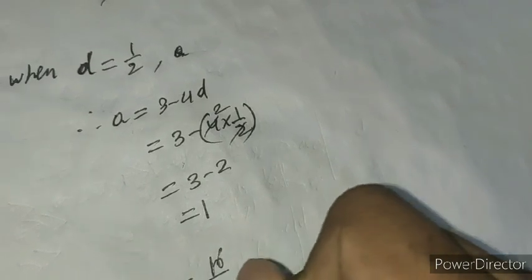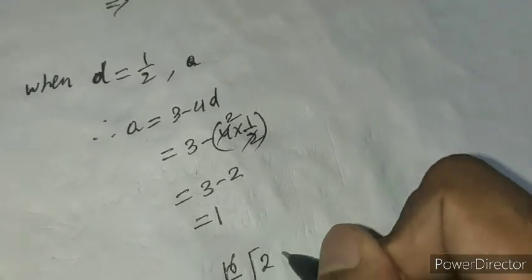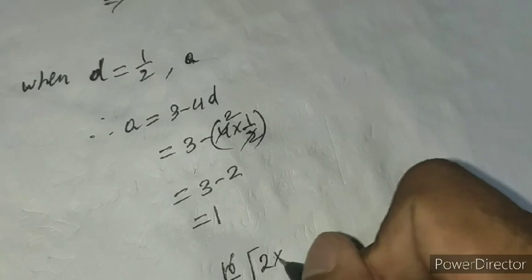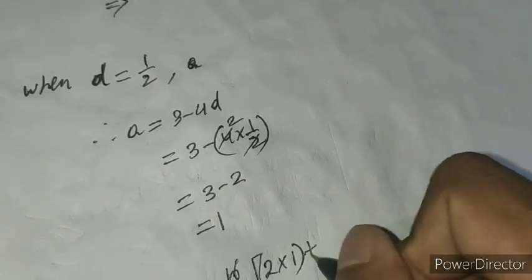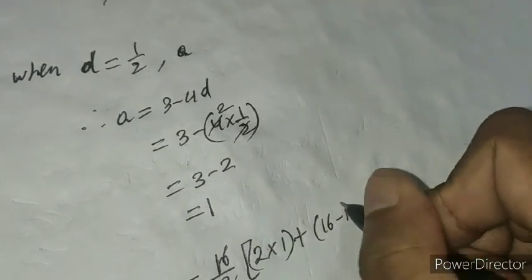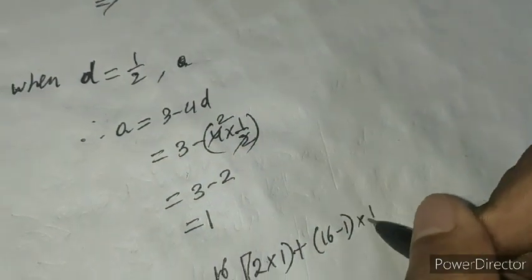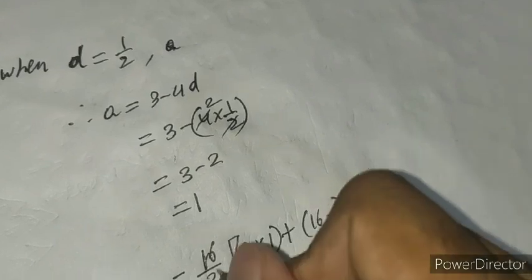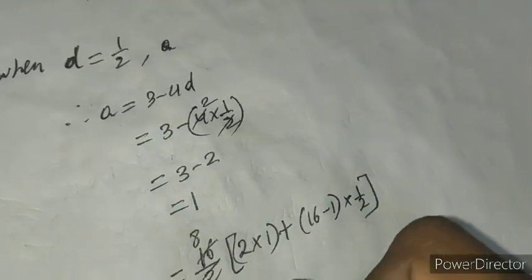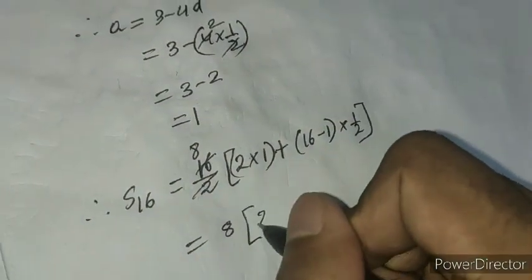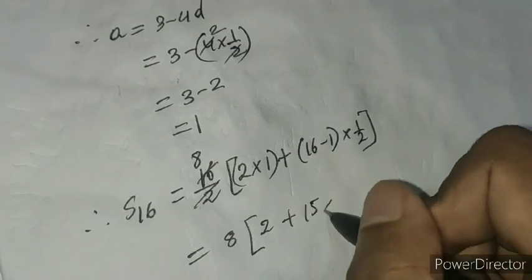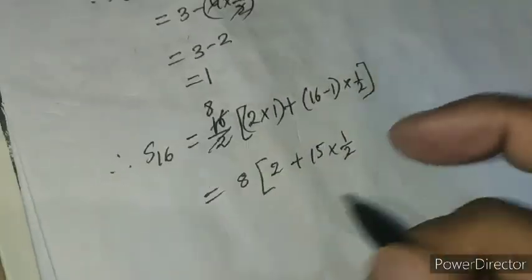16 by 2 into 2a. a is how much? 1, plus n minus 1. n is how much? 16 minus 1, into d. d is how much? 1 by 2. Okay, so 2 8s are 16, which is 8 into 2 plus 15 into 1 by 2. So it will be how much?